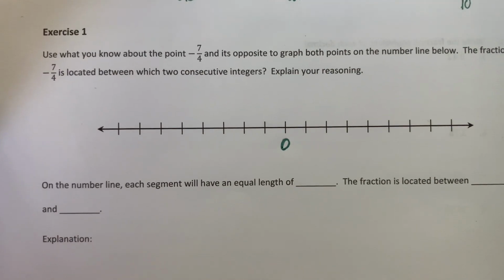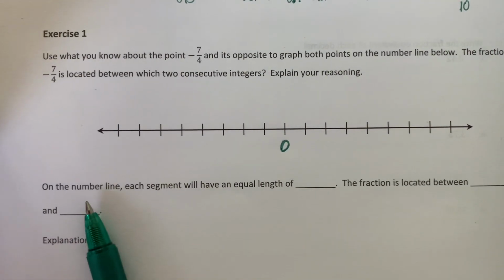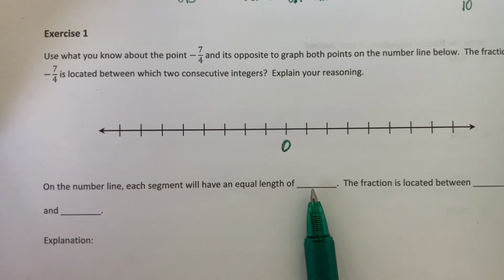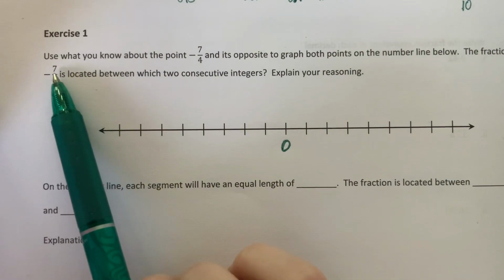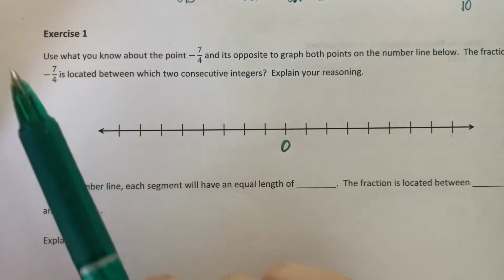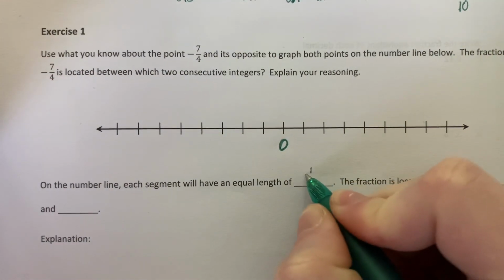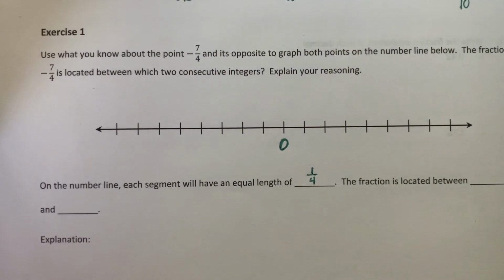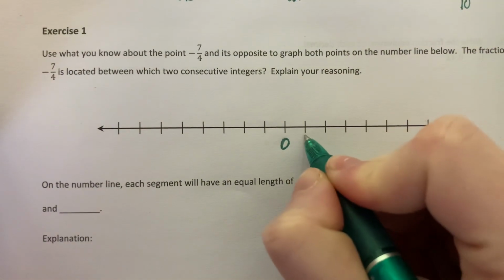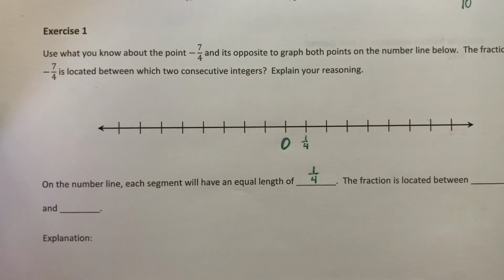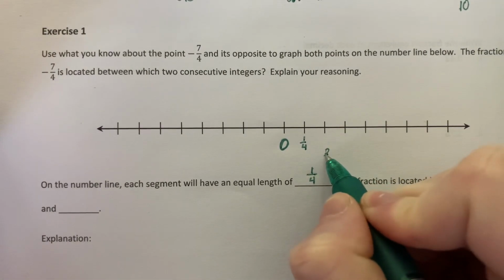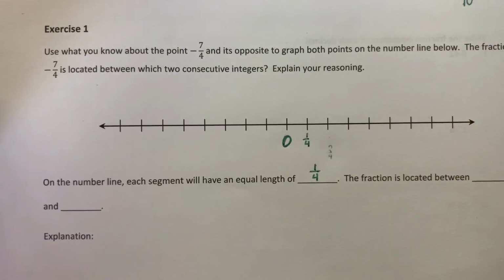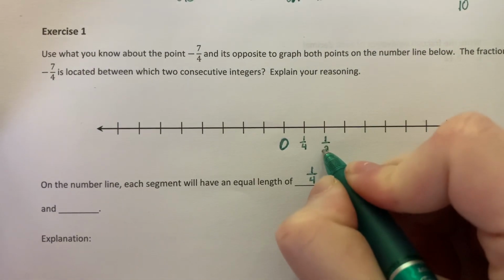So just keep that in mind. Okay, so on the number line, each segment will have an equal length of, well, right here in the denominator is a 4. So it's going to have the equal length of 1/4 because I want to be able to plot these points. So right next to 0 to the right of it, it's going to be positive 1/4. Well, after that would be 2/4, but that's just the same as 1/2. So I'm going to represent it as 1/2.